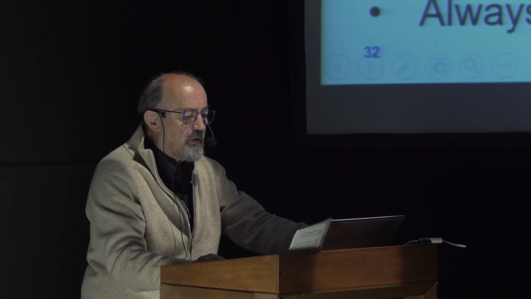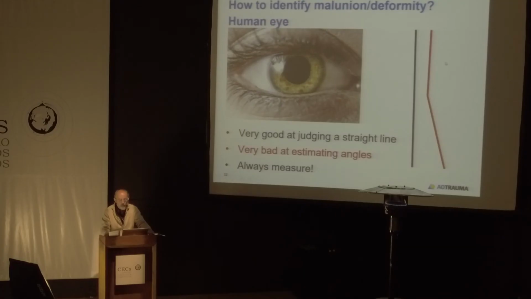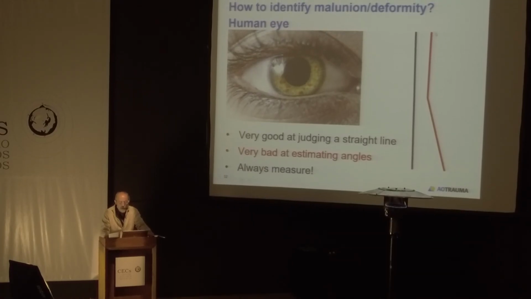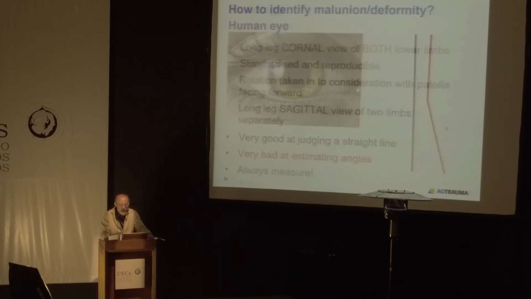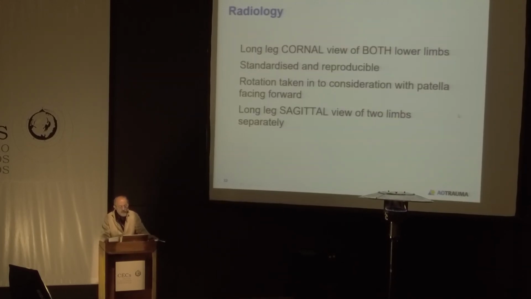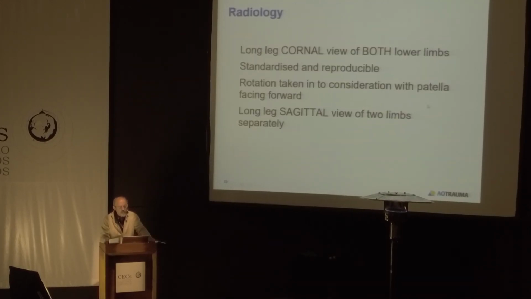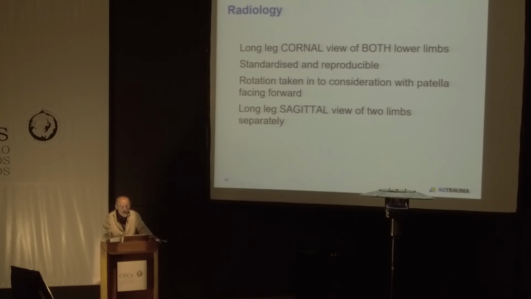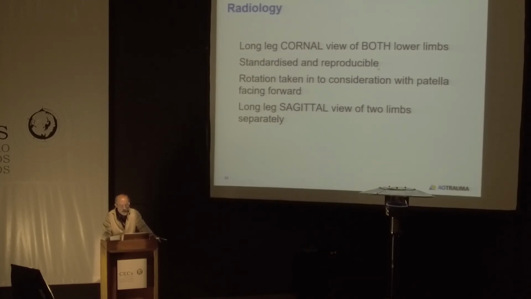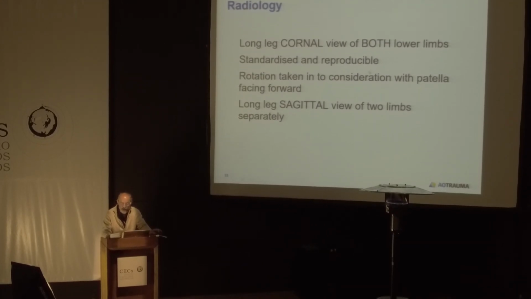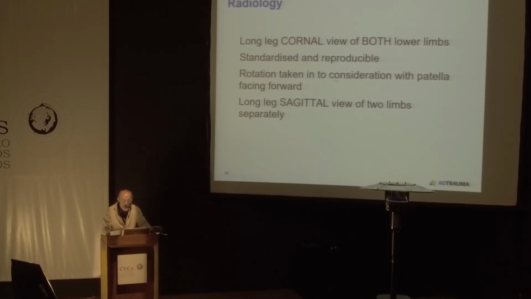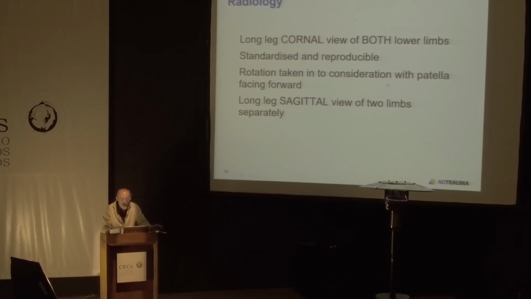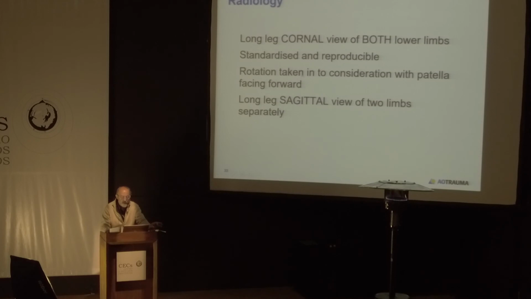Coming back to this, I showed this before. To measure the angle, we need X-ray. So the next step is to have a good radiological assessment. Long leg coronal view of both lower limbs, standardized so that you can reproduce it. This is important. I will show you later on how important it is. Rotation takes into consideration the patella. Don't forget the patella, facing forward. You will see this later.